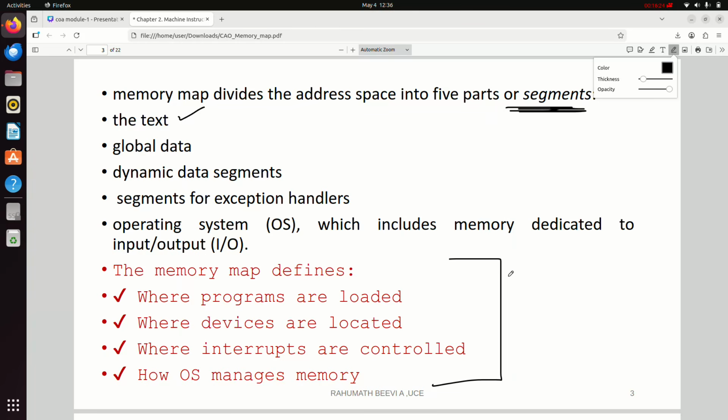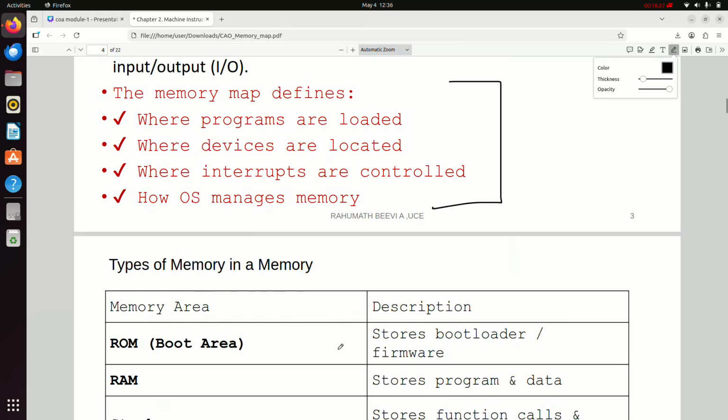The main function of the memory map is that it tells us where the data is, where the program is loaded, where the interpreter can run, where the devices are located, and how the OS manages this memory. These are the main functions of the memory map.